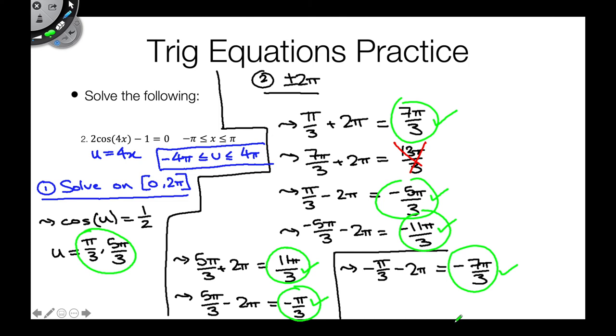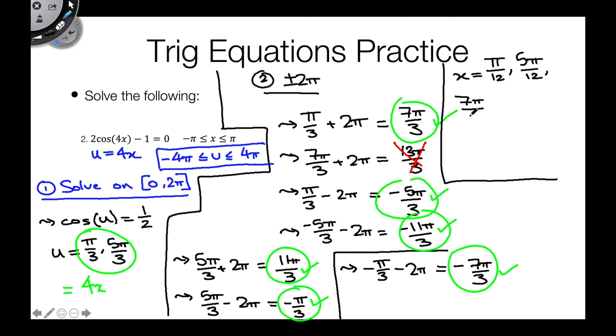However, there's one final step. All of these are solutions to u, where cosine of u equals 1/2. But remember, all of this is also equal to 4x. So to solve for x, we need to divide everything by 4, and that's going to be the final solution here. We're going to have x equal to pi over 12, 5 pi over 12, 7 pi over 12, 11 pi over 12. Just basically dividing everything by 4.